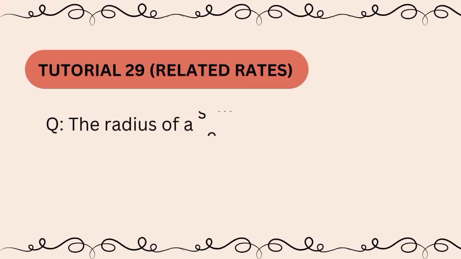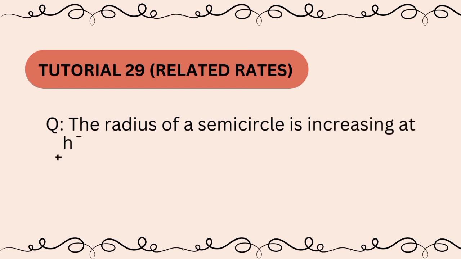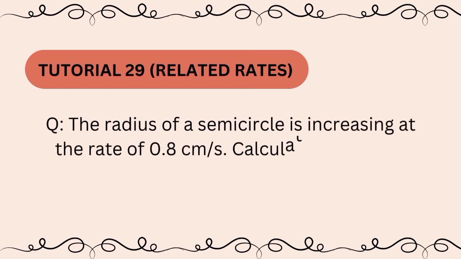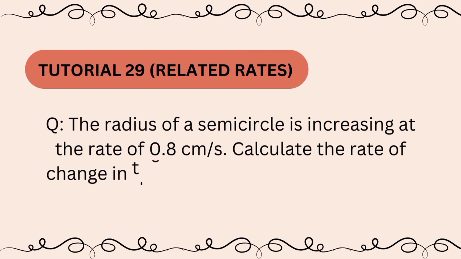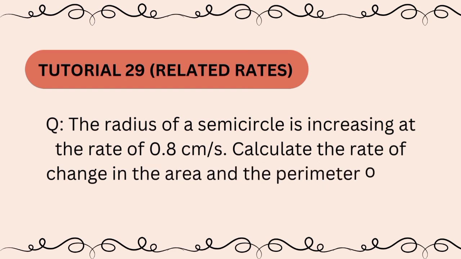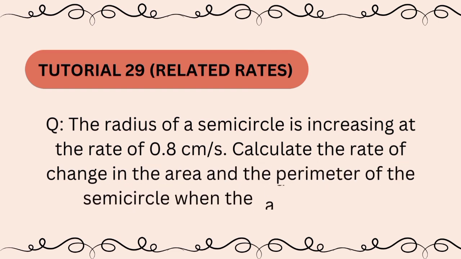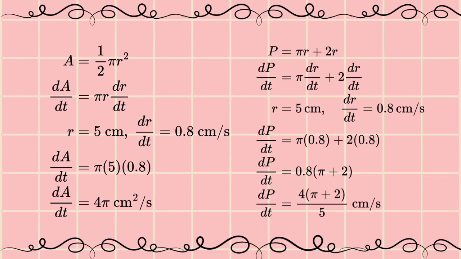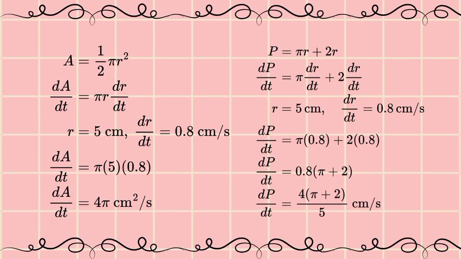The question for tutorial 29 is: the radius of a semicircle is increasing at the rate of 0.8 cm per second. Calculate the rate of change in the area and the perimeter of the semicircle when the radius is 5 cm. Step 1. You need to calculate the rate of change in the area. The formula for the area of a semicircle depends on the radius. To find how fast the area is changing, we multiply the radius by the rate at which the radius is increasing and include the constant pi.